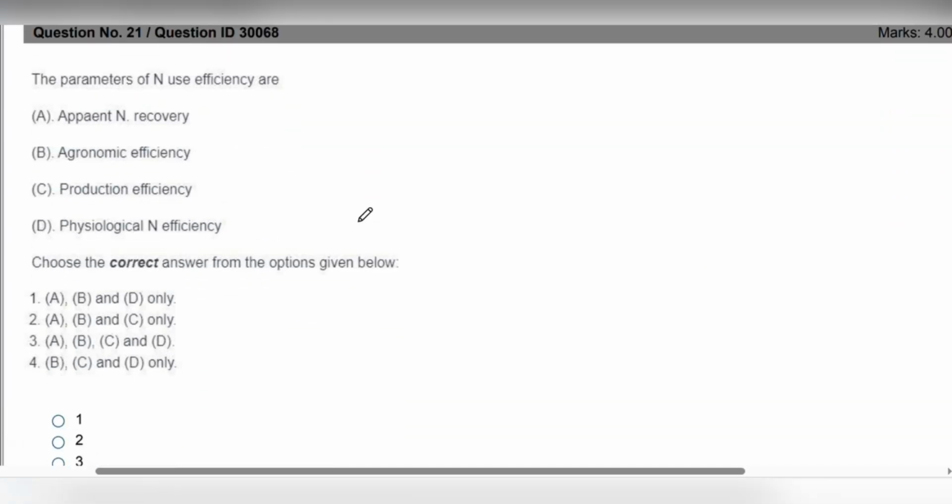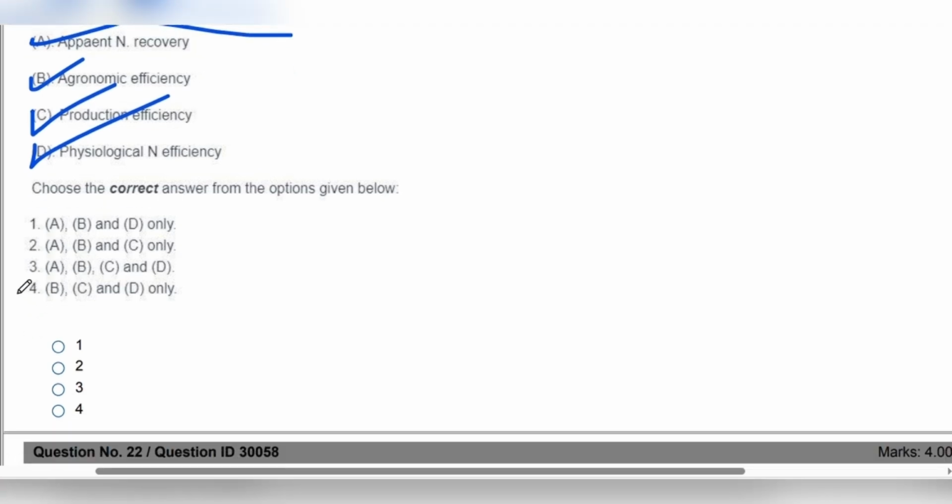The parameters of N-use efficiency, this you should know. You must have read the ISSS old edition, 2012 edition. There, in the nitrogen chapter, they have listed all the N-use efficiency measures: apparent N recovery, agronomic efficiency, production efficiency, and physiological efficiency. All these four are parameters of N-use efficiency. So the correct option will be option 3, A, B, C, and D. All of the above. Fine.